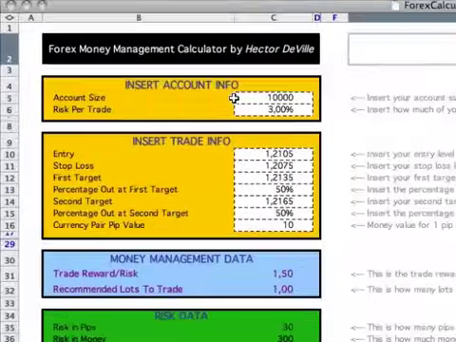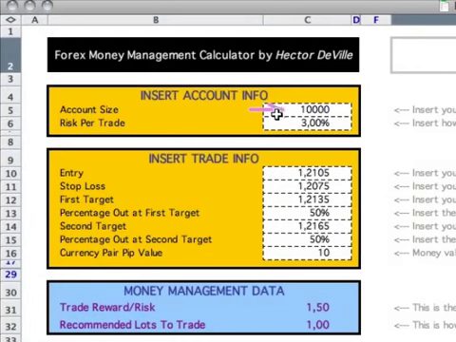Here's how it works. Up here is where you enter your account's equity balance, for example, $10,000, or euros, or sterling pounds, or whichever currency you've opened your account with. Down here is the percentage that you are willing to allocate to each individual trade. Remember that that's supposed to be a fixed percentage. And down here is where you enter the trade's information, for example, your entry level and your stop loss level.